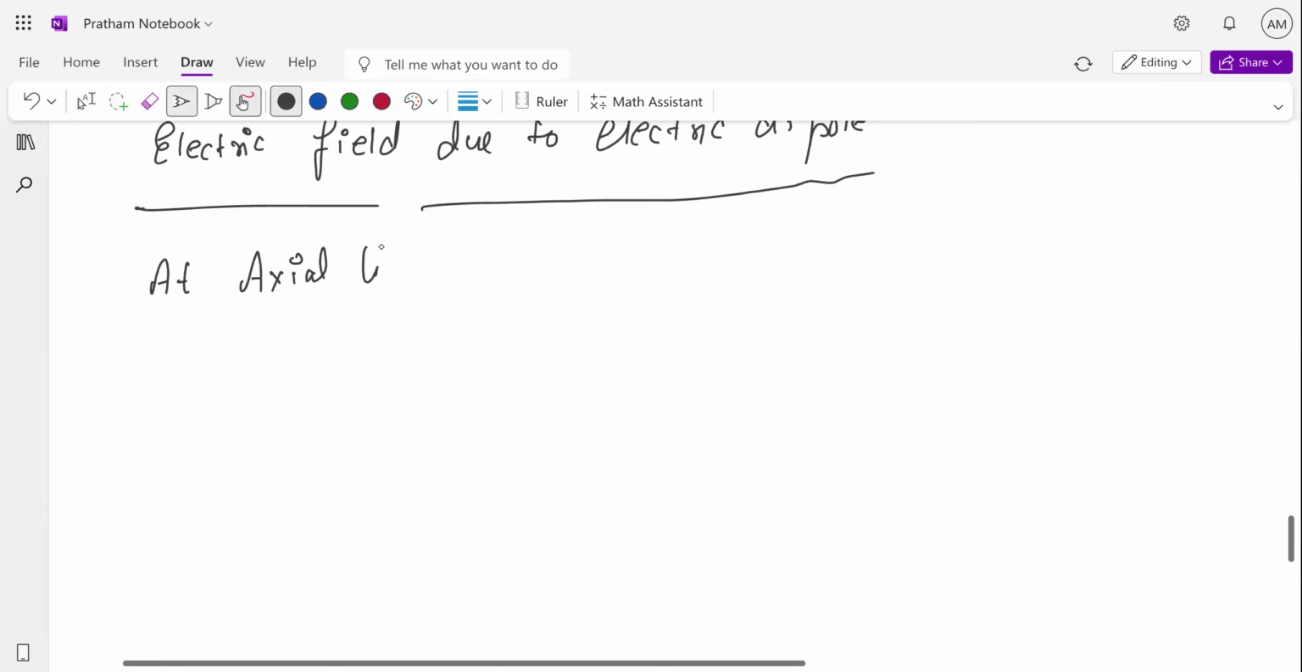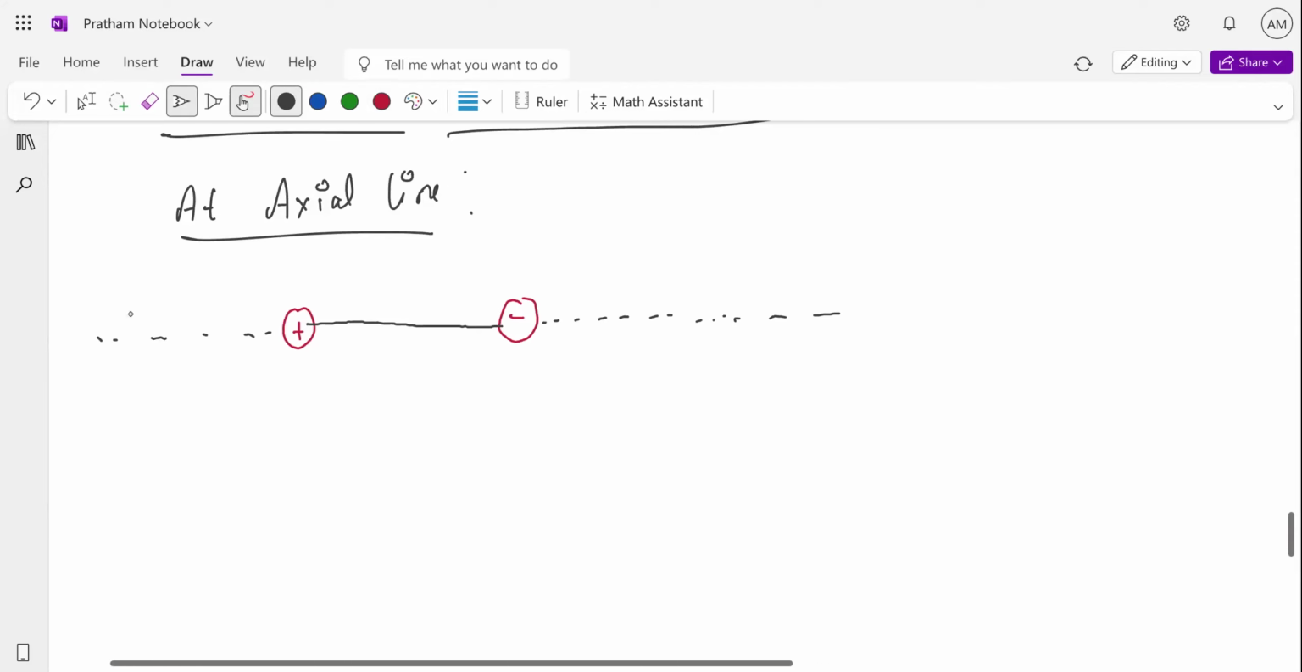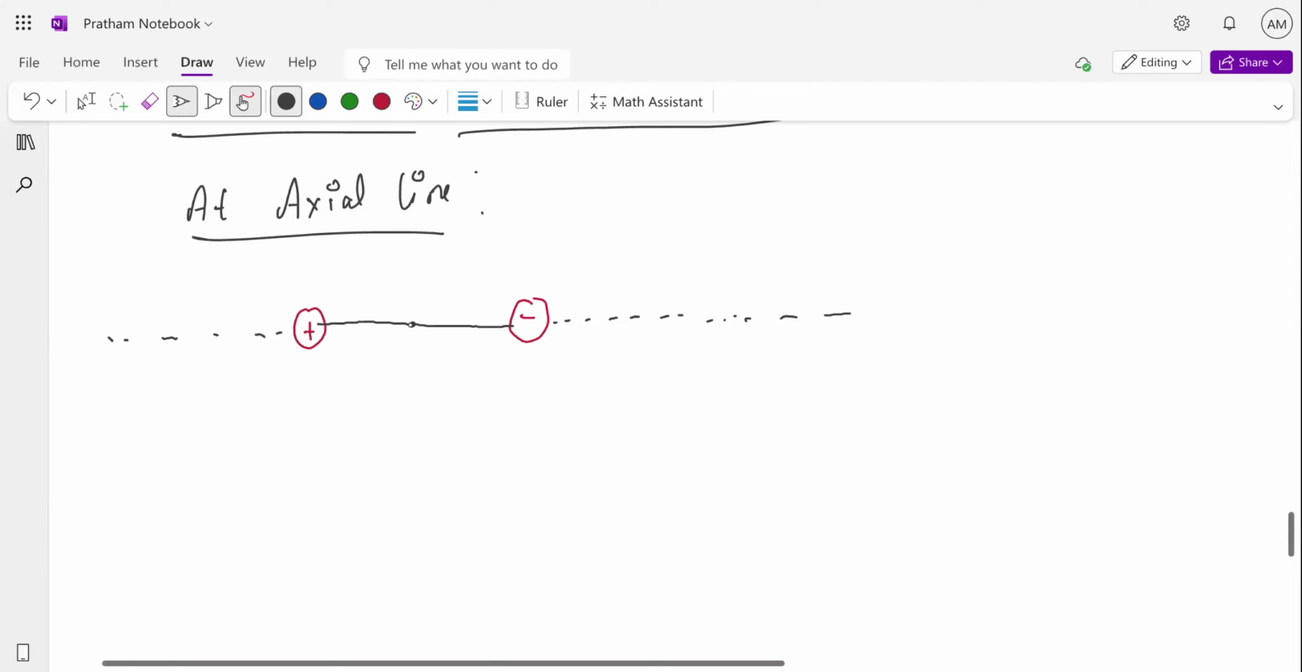What is meant by axial line? I'll just refer. One charge is positive, another charge is negative. This is a dipole. This is the line joining both of them. So axial means you need to calculate the electric field on either this side or this side. This is the axial line. Clear? Equatorial means the very center, at the perpendicular. Equatorial, axial. Clear? So I can remove it.